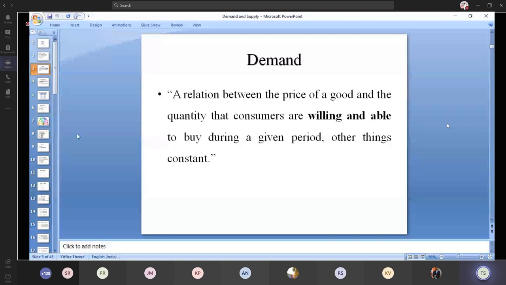Yes, ma'am. Okay, so I'm asking one thing. If the price of a chocolate comes down, for example, if a chocolate costs ₹100 and the price of that chocolate comes down to ₹95, what will happen to the demand for the chocolate?